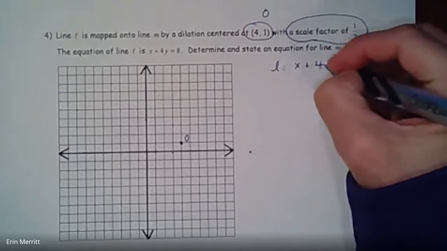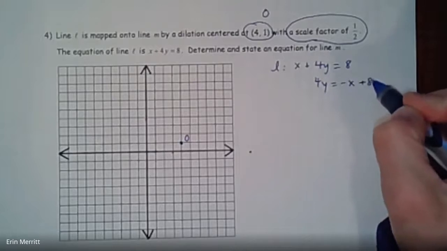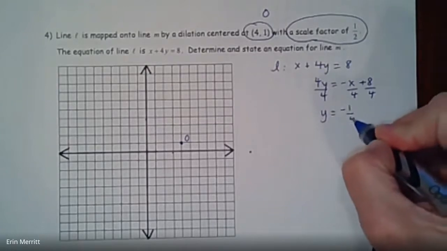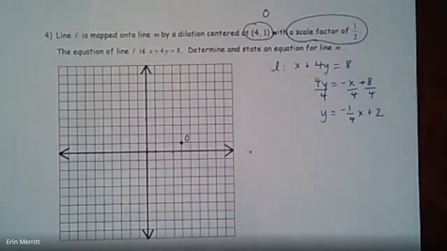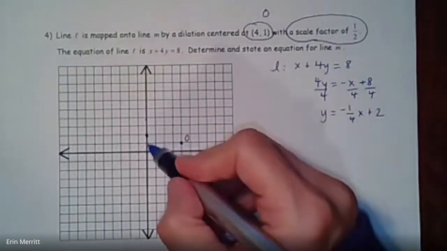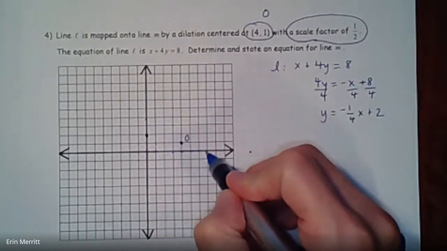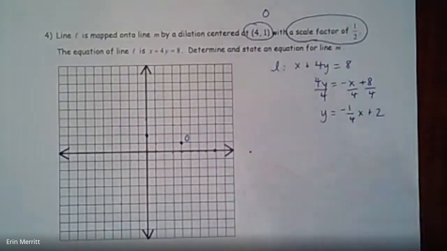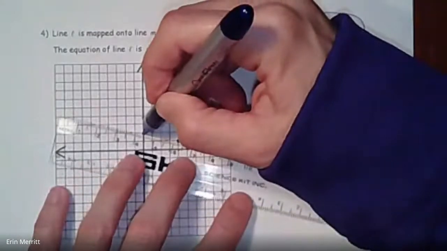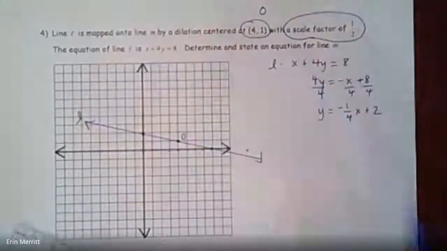So let's take line L that's being given. It's x plus 4y equals 8. Let's rearrange. So we can subtract the x over, divide everything by 4, which makes it negative 1/4 x, and then plus 2. All right, get that guy on your graph. So y-intercept at 2, counting out a slope of down 1, to the right 1, 2, 3, 4. Down 1, to the right 1, 2, 3, 4. So here is our line L.